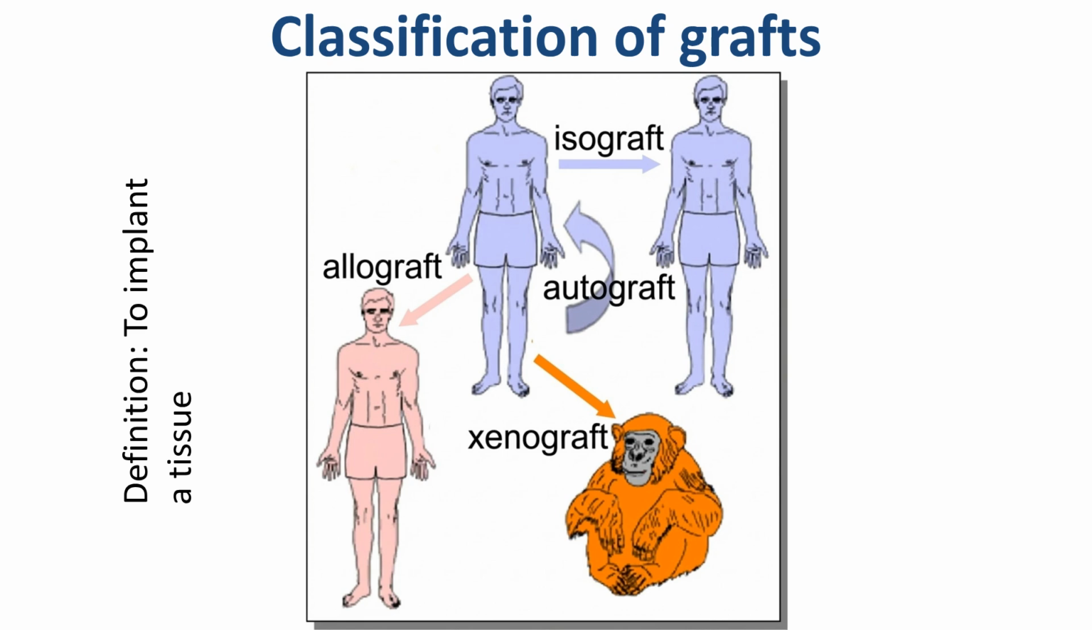Transplantation is the transfer of living cells, tissues, or organs from one individual to another, or from one site to another in the same individual. Understanding graft classification helps predict transplant outcomes.